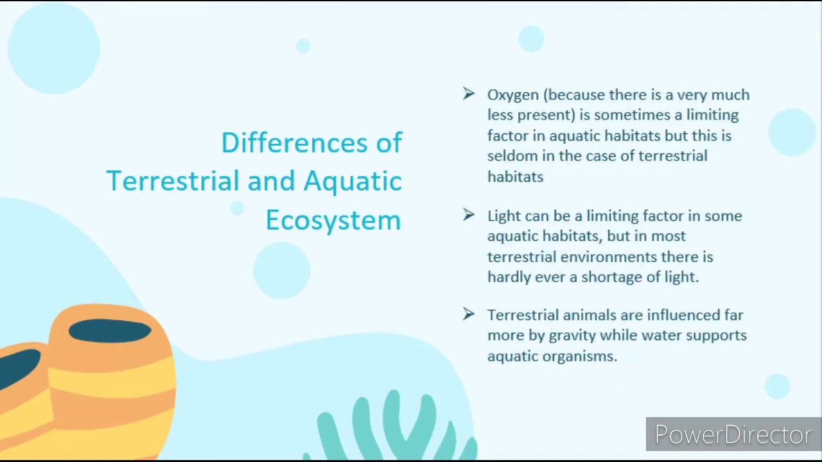So, next is oxygen. Oxygen, because there is very much less present, is sometimes a limiting factor in aquatic habitats, but this is seldom the case in terrestrial habitats. There is much more oxygen in terrestrial ecosystem than aquatic ecosystem.